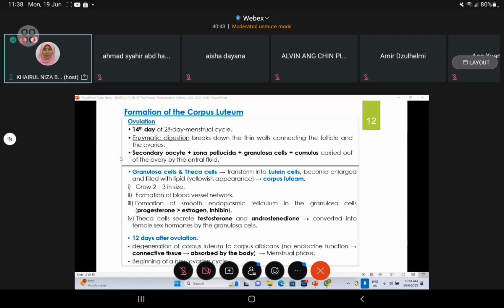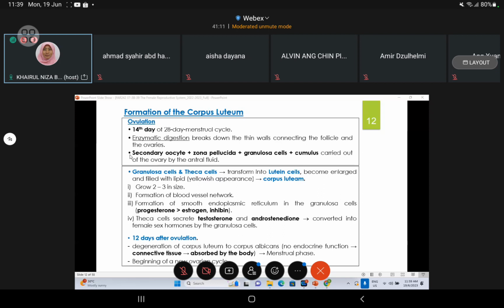So at ovulation, the secondary oocyte, the egg itself, the protective layer surrounding it, the zona pellucida, the granulosa cells, the cells that give the nutrients and have the endocrine function, as well as the cumulus, the connecting cells, are then carried out of the ovary by the antral fluid. Okay. So that's what happens to the egg.